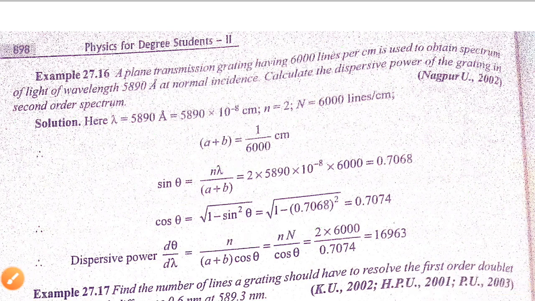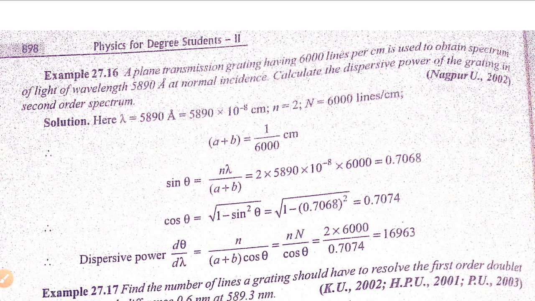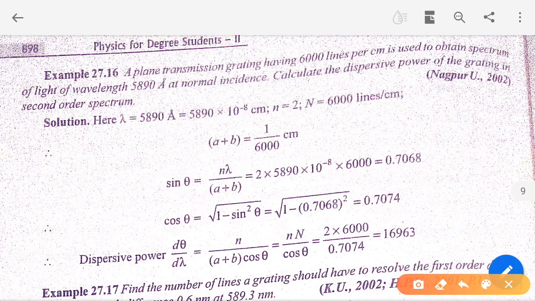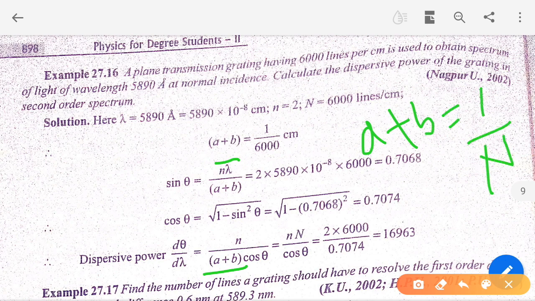Dispersive power is equal to d theta by d lambda. So n is equal to a plus b cos theta, where a plus b is 1 by N, that is, small n into capital N cos theta. The a plus b value is 1 by N, as you can see here. Here is the n cos theta, and the value is 16963. It's the dispersive power of this grating.